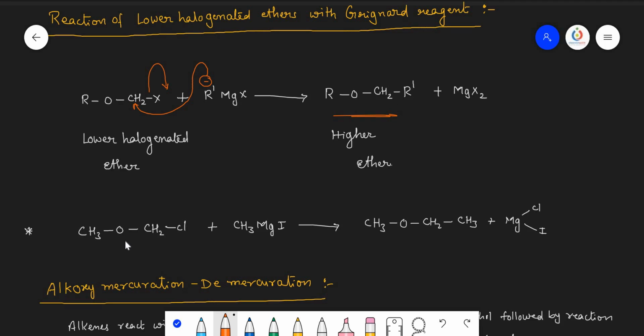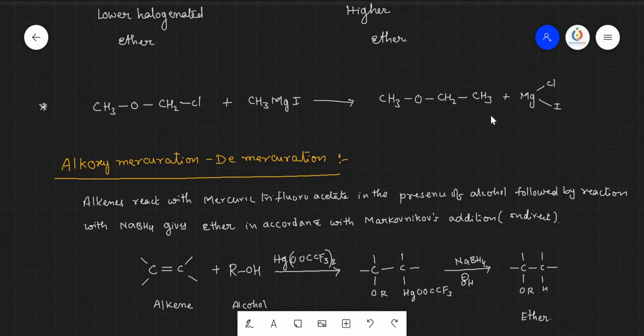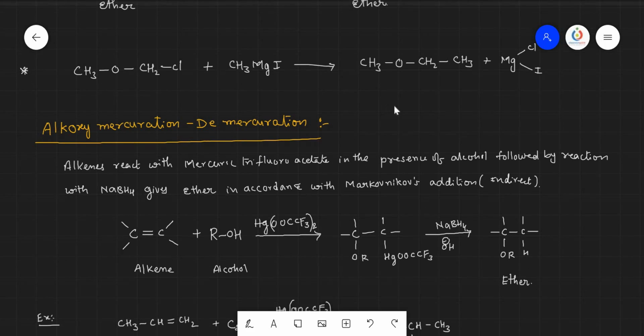And the same thing you can see in this particular molecule. The methyl group will attack this carbon atom and remove this chlorine, and finally we get this particular molecule, methoxyethane.